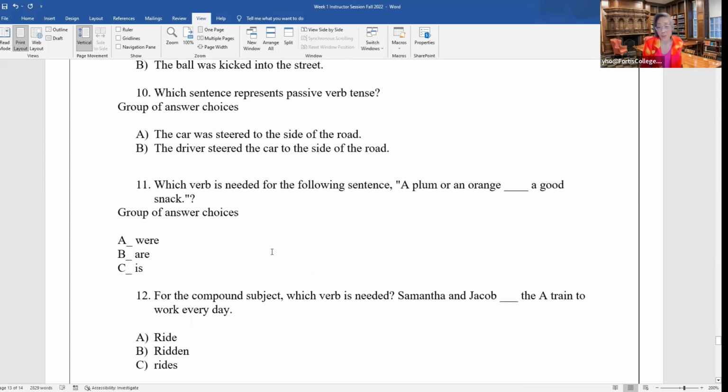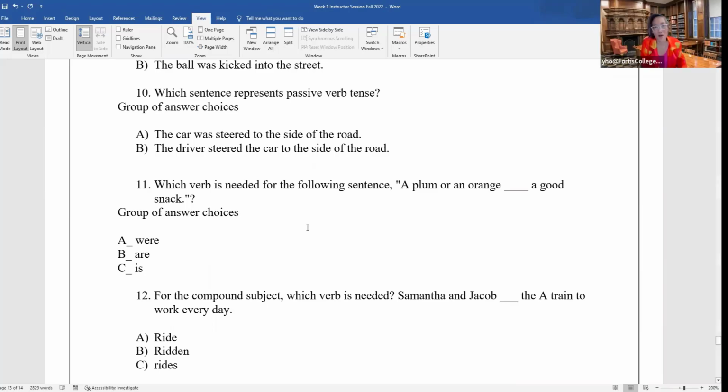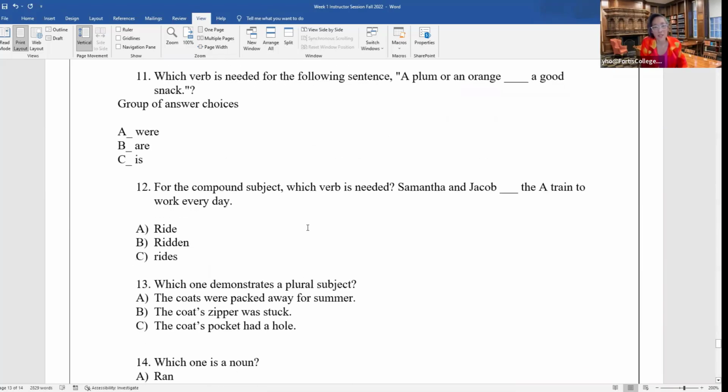Number 11. Which verb is needed for the following sentence? A plum or an orange blank a good snack. A, were, B, are, or C, is? Is. Is. Excellent. So a plum or an orange is a good snack. For the compound subject, which verb is needed? Samantha and Jacob blank the A train to work every day.